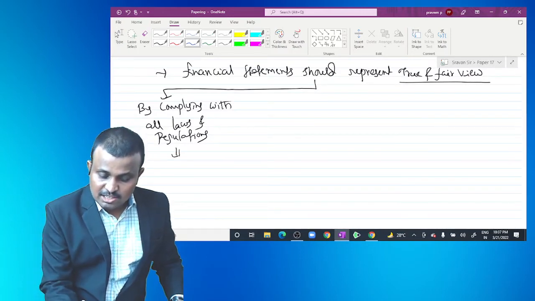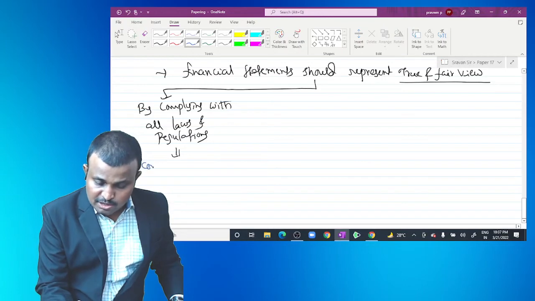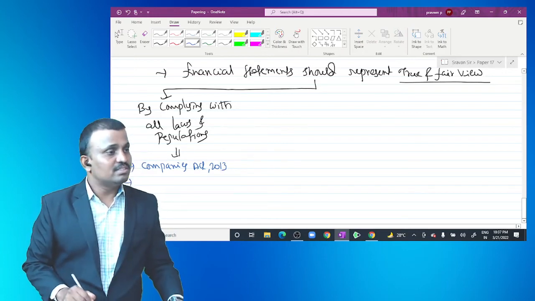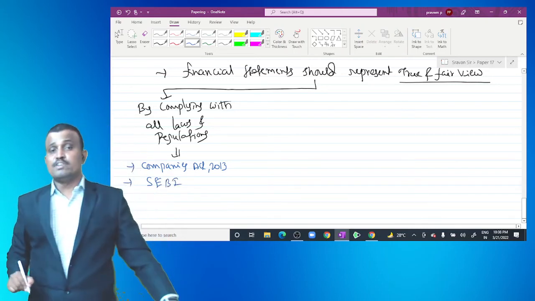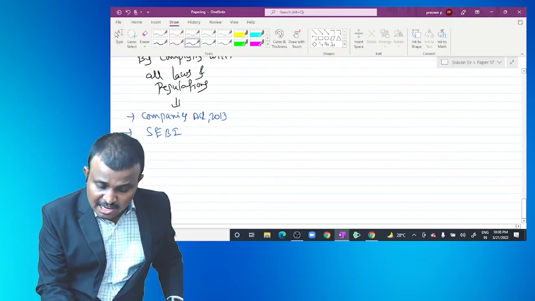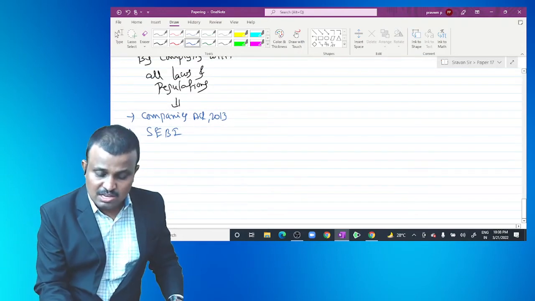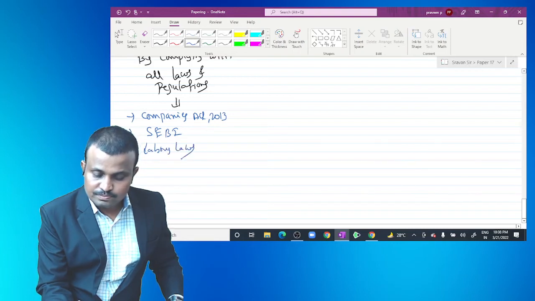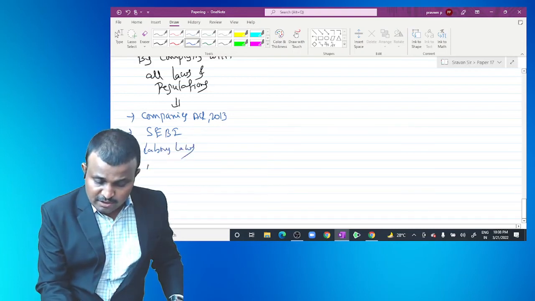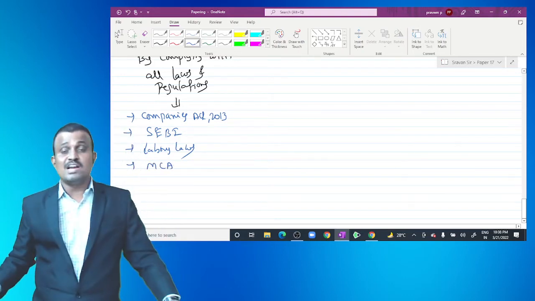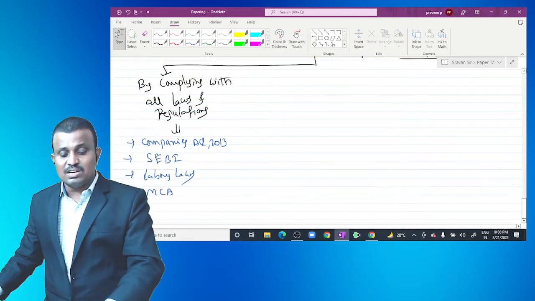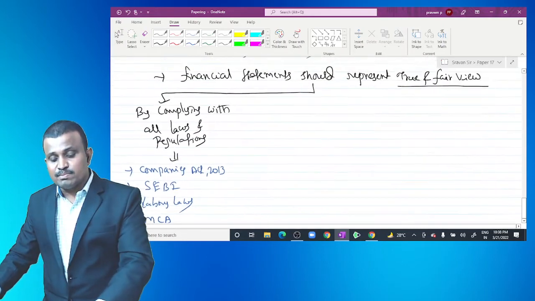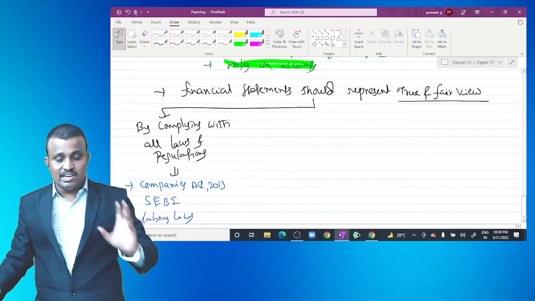Laws and regulations are, for example, in case of a company, we need to follow the Companies Act 2013. If it is a listed company, we need to follow SEBI guidelines. And if the company is covered under any labor laws, those labor laws are required to be followed. In case of a company, MCA regulations are required to be followed while submitting the annual reports. So financial statements should be prepared by complying with all laws and regulations.